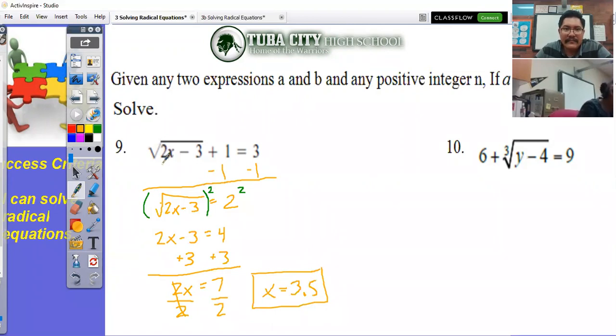So 3.5, double it. So 3.5 times 2 is 7. 7 minus 3 is 4. So 4 is the number under the radical here. Square root of 4. So the square root of 4 is 2. So all this becomes 2. 2 plus 1. Well, 2 plus 1 is 3. So that makes this a solution. It is correct.